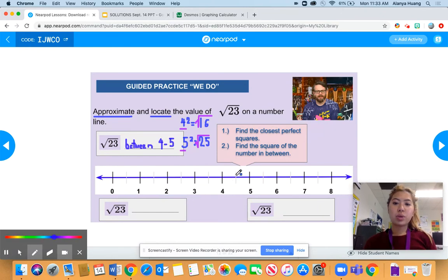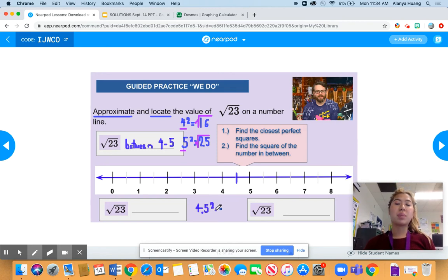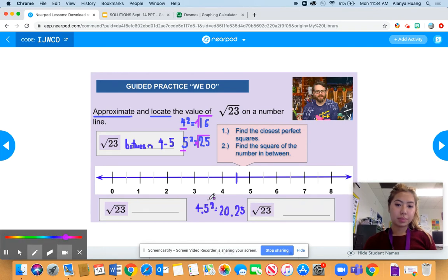Then the number in between 4 and 5 is 4.5. So we have to find the square of the number in between. So we're doing 4.5 squared, which is the same thing as 4.5 times 4.5, and that's 20.25. So the square root of 20.25 is 4.5, but we're trying to find the square root of 23, so we know it's actually going to be larger than 4.5.